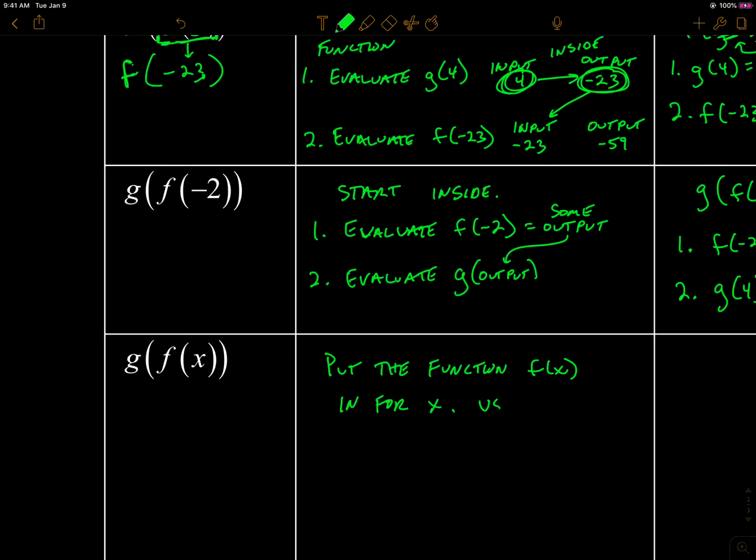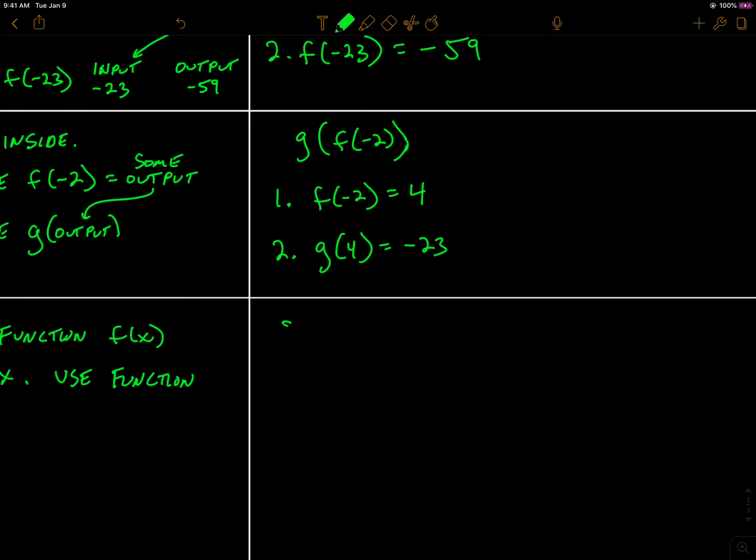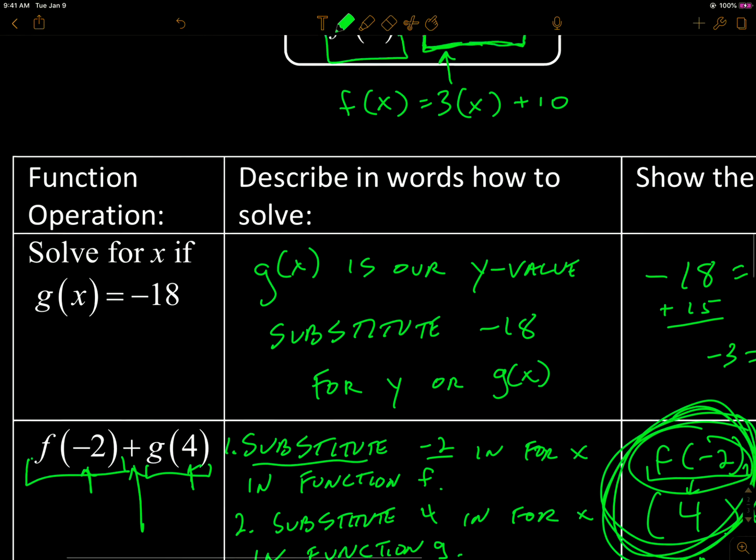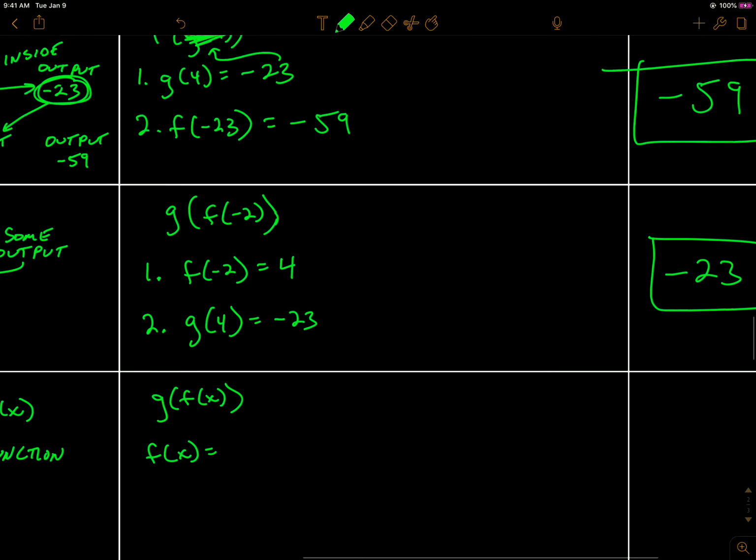And we're going to use function g for that. How do I know that? Because g is the outer function. F is the inner function. So I'm going to plug x into f, and I'm going to get f of x as my output, or my result. Now I'm going to take that result and plug it into g. Let's take a look. G of f of x means, first of all, f of x equals, I start inside, f of x equals 3x plus 10.